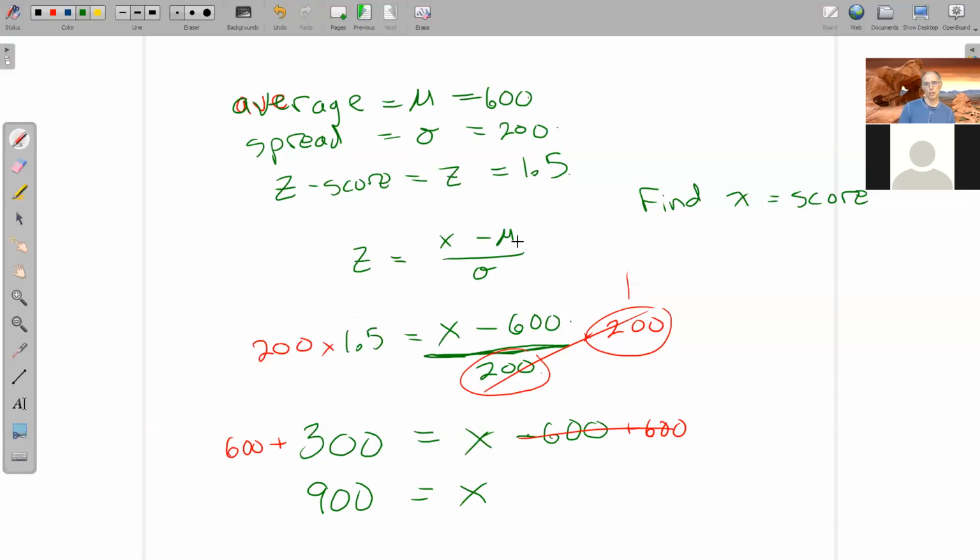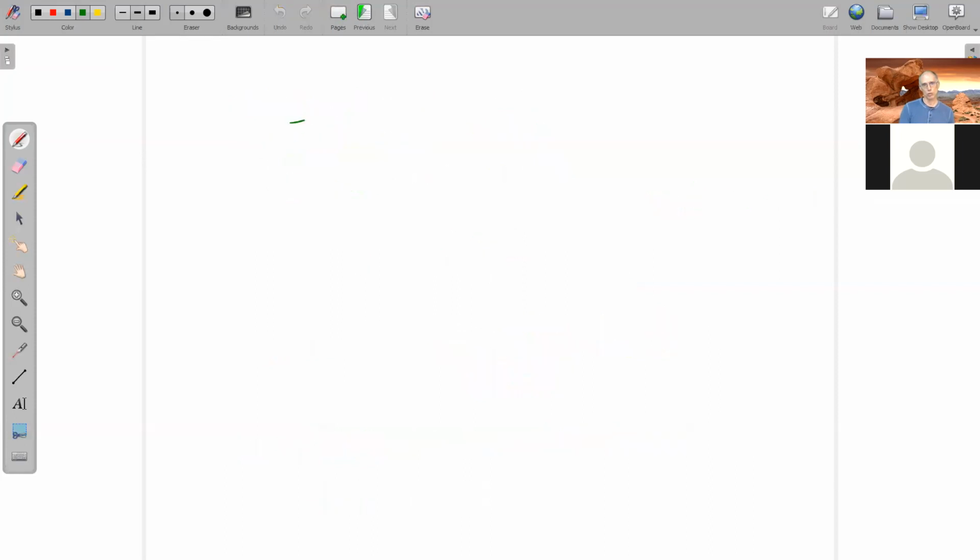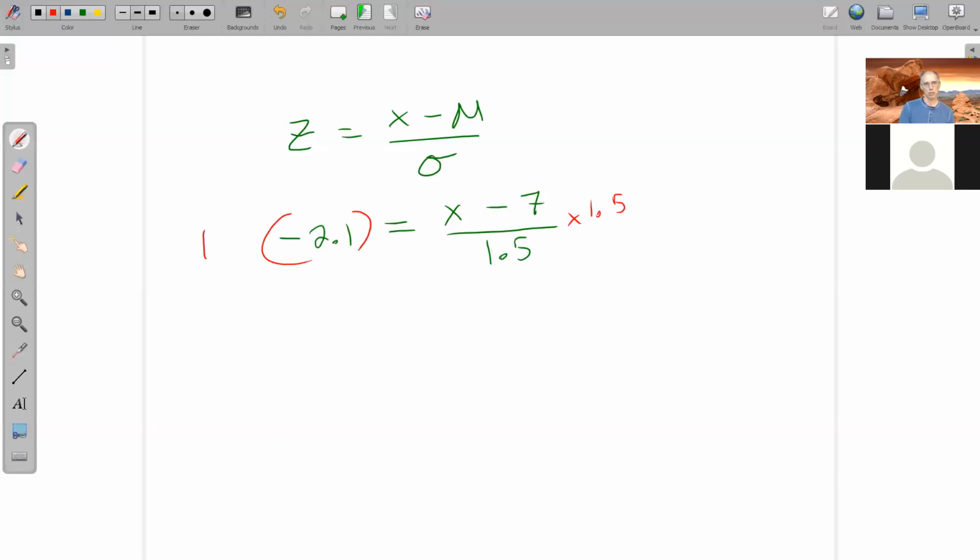Now, in general, it doesn't matter what numbers people gave me, this process works exactly the same way each time. So if somebody gave me a different set of numbers, like suppose the z-score was negative 2.1, we don't know x, mu is 7, and sigma is 1.5. The steps I take are exactly the same. First, I'm going to get rid of the denominator, so I would multiply by 1.5. Usually where there's a minus, I put parentheses to be clear. I'm multiplying, not subtracting there. Again, a number divided by itself is 1, and 1 times anything doesn't do much. So that's just x minus 7.